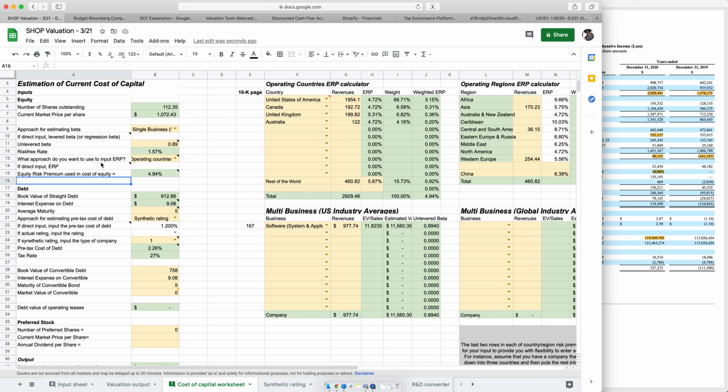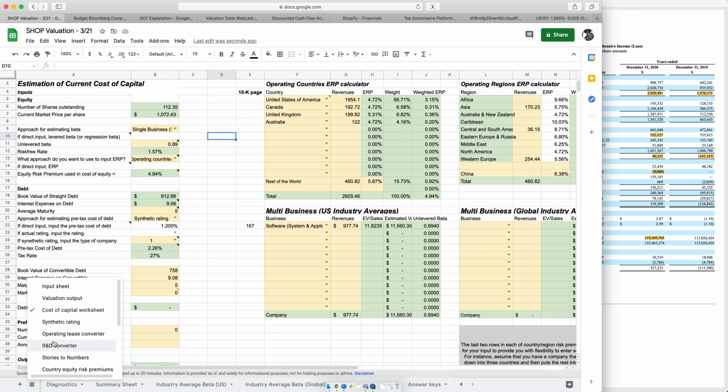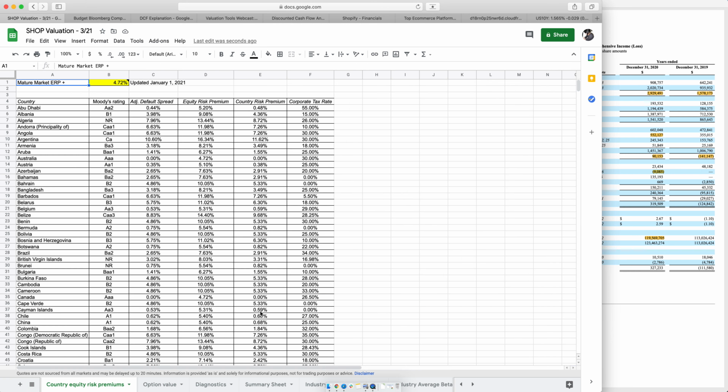There's a couple of different ways you can estimate this risk premium. This is where we're baking in all of our geographic risk. He actually has some good slides about how he calculates this. He does this every single year, and for every single country, he gets the bond rating for that particular country.